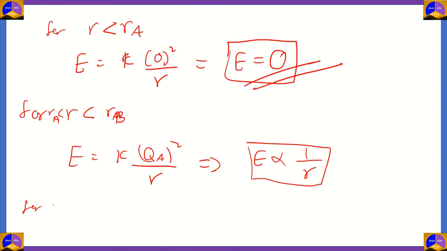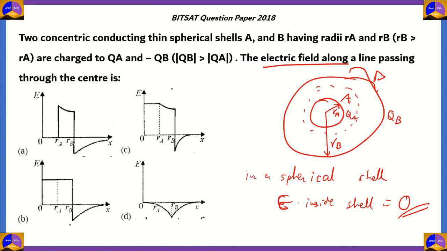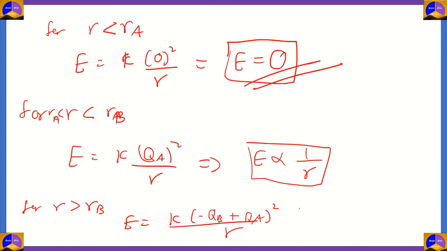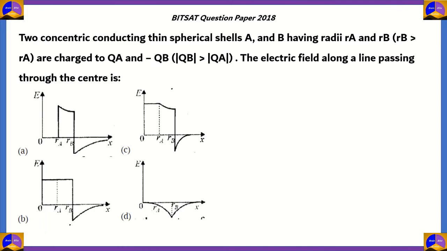And then for the radius that are always greater than RB, the electric field will now be equal to K times minus QB plus QA the whole square divided by R. So therefore, the field here is negative, and it's also inversely proportional to R. So the electric field is negative and inversely proportional to R. So therefore, the correct graph that can represent all of this is option A.